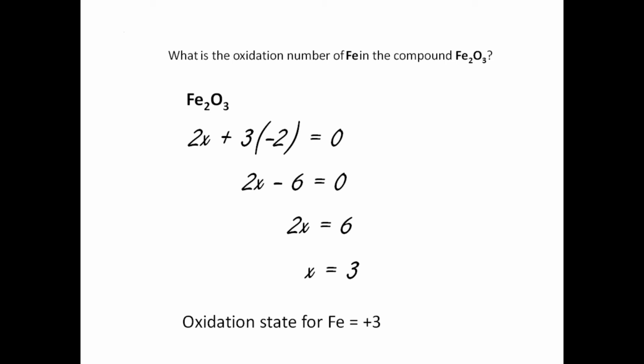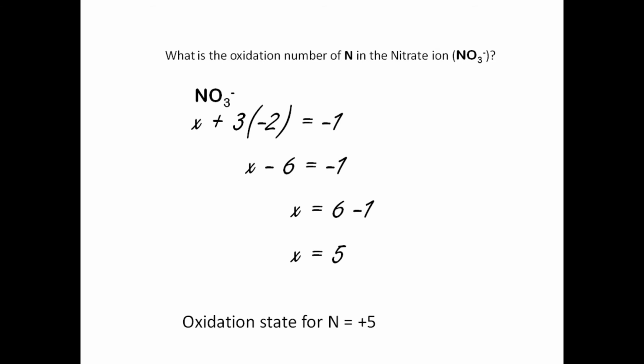Try this example for yourselves. What is the oxidation number of nitrogen in the nitrate ion, NO3-? Okay, so for NO3-, we know that the total charge on this polyatomic ion is -1. So everything on the left hand side will equal -1. We want to find N, so it's X plus 3 oxygens. We write 3 and oxygen has an oxidation number of -2, so we put that in brackets. So it's 3 times the -2, equal to -1.